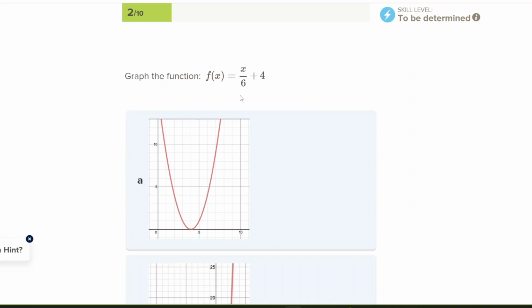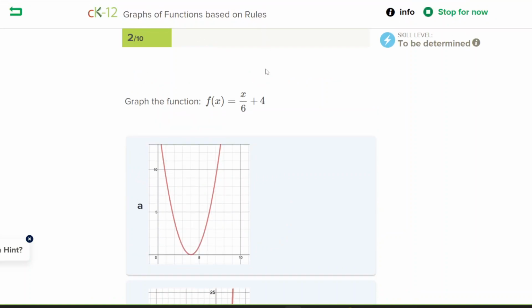So now we're asked to actually do what the title of the adaptive practice says: graph a function based on a rule. And here is a rule. F of x. This is called function notation. We have a function called f, and then in the parentheses after the name of the function is the variable representing the inputs. So I have f of x equals, and then over on the other side, an expression depending on that variable x that tells us how to calculate outputs. We take the input x, divide it by 6, and then add 4, and that'll give me the output.